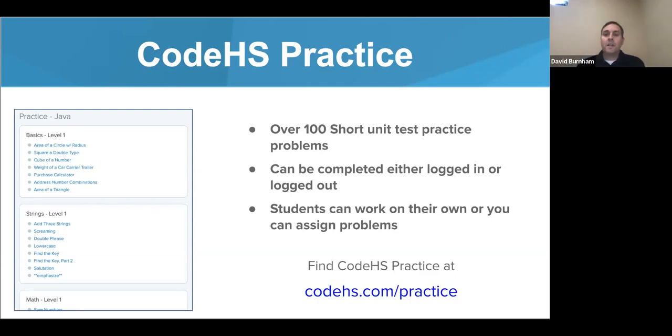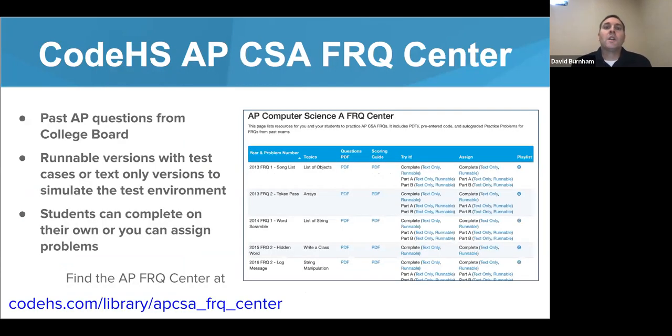Some of these can be completed independently by students, or they can be assigned out as a class. I'm going to demo this in a second, but I also want to talk about the CodeHS AP CSA FRQ Center. This was launched this past April. Our AP CSA FRQ Center contains a list of many past AP FRQ questions from College Board. The site allows students to either complete an assignment as a text-only assignment to more closely simulate the actual AP test, or to complete it as runnable code where they can check their answers against some auto graders. Both versions can be completed independently or assigned to students.